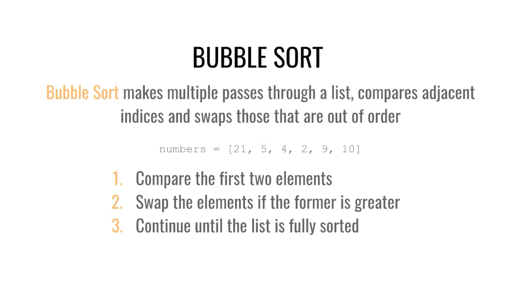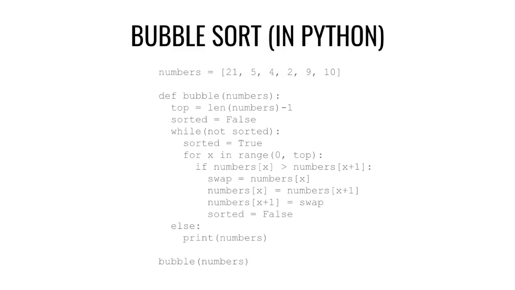A bubble sort makes multiple passes through a list, compares the adjacent indices, the two that are next to each other, and swaps those that are out of order. So in this list, 21, 5, 4, it's going to start at 21, look at 21 and 5, and swap those because 21 is greater than 5. And then it's going to look at 21 and 4, and swap those because 21 is greater than 4. And it keeps doing that until the whole array is sorted.